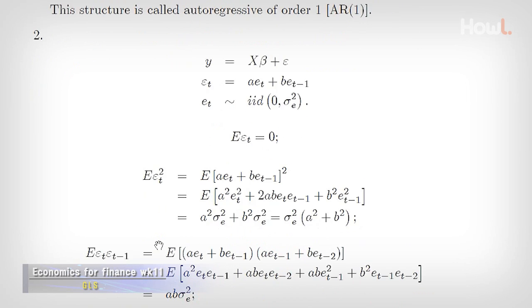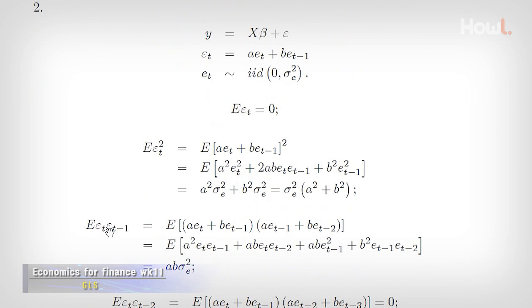Right? And now we want to know the covariance with epsilon t minus 1. So we have this one, and we have overlap of this one and this one, while the other pairs are 0. So we can take only this part, and this part is AB sigma e squared.